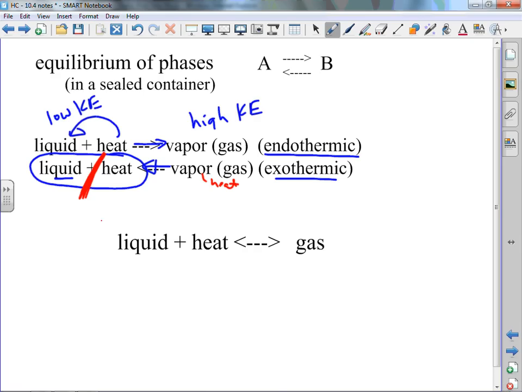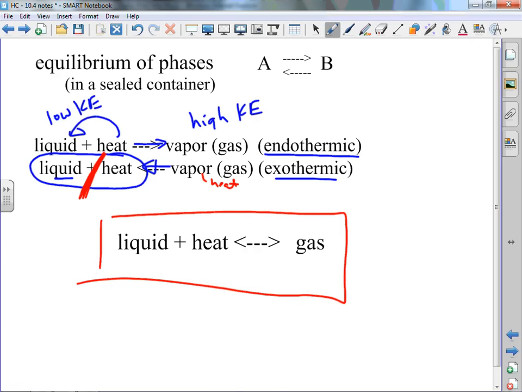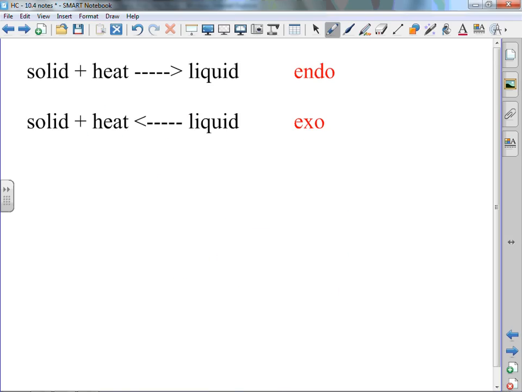This is what we call an equilibrium reaction. It's like a two-way street. I can take a liquid and add heat to it and make a gas. Then I can take a gas and take heat away and make a liquid. And that'll be important concepts that we use throughout the rest of this year.